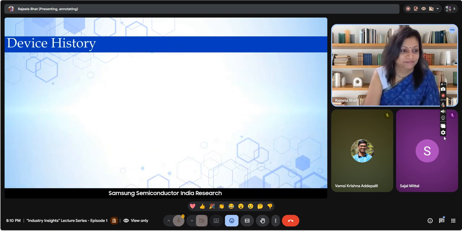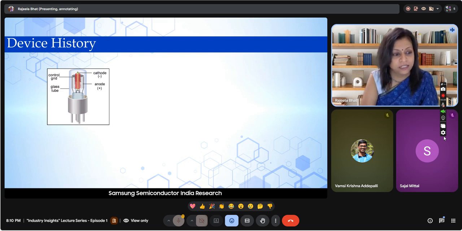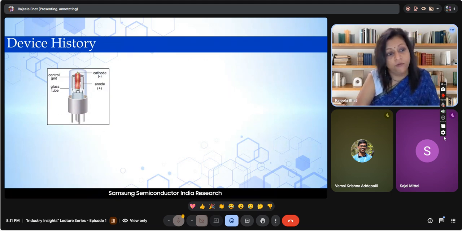So let's begin. So what is this? Any guess? This is basically an electron tube, the so-called vacuum tube, the first electronic device. As you can see, it has a cathode, an anode, and grids. In vacuum and with an electric field, there is a movement of current.